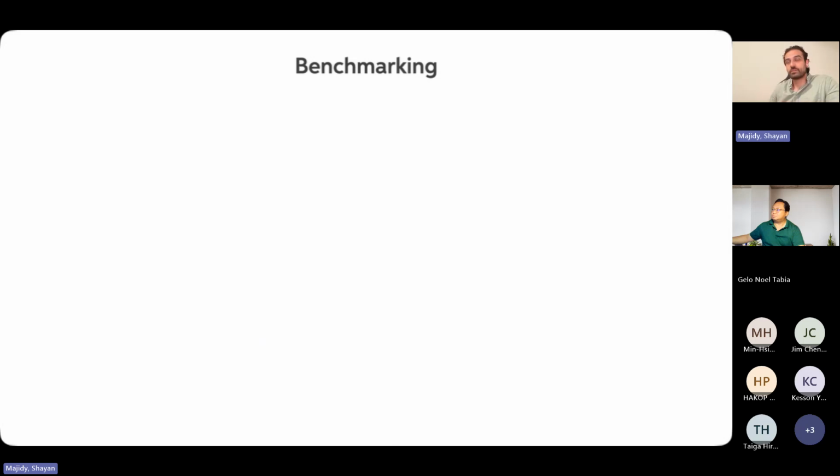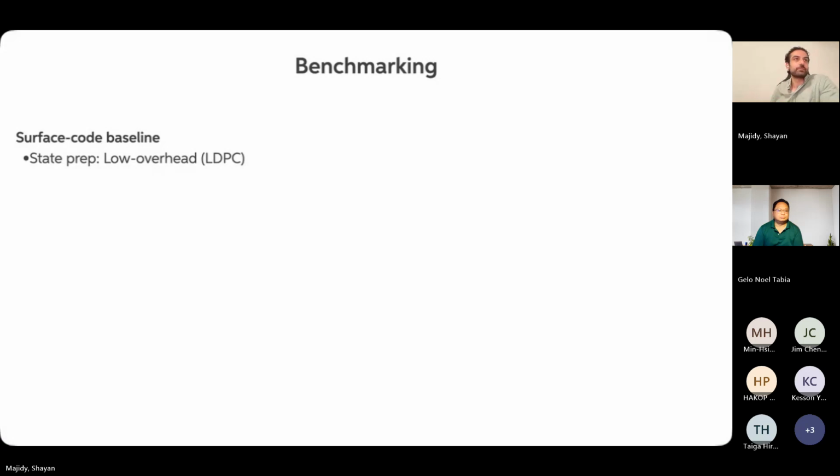Okay, finally, we've gone through all this trouble to find phantom codes. Are they actually better than general purpose codes for a task that they're well suited for? Does specialization actually buy you something? So what we do here is we use a surface code baseline. The surface code is kind of the king or the queen of codes for many reasons for computation.